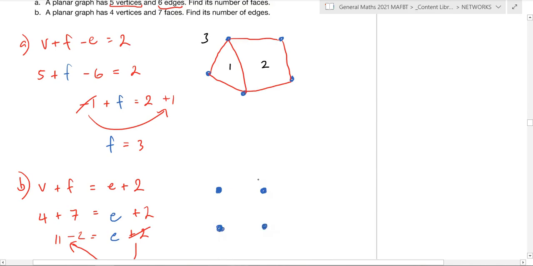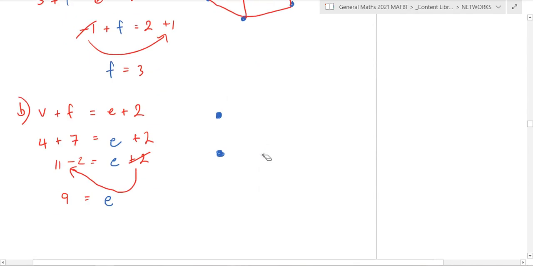Okay, so this one's a little bit trickier. I might actually space this out a bit more. We're going to have 7 faces, so we're going to have to try and make 7 faces here. And we've got 9 edges to play with.